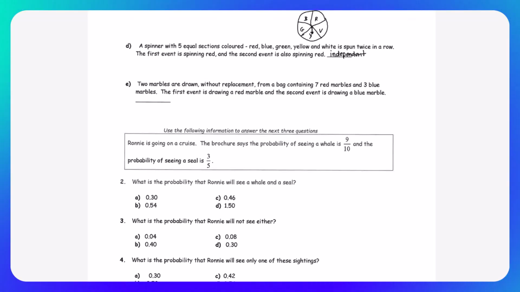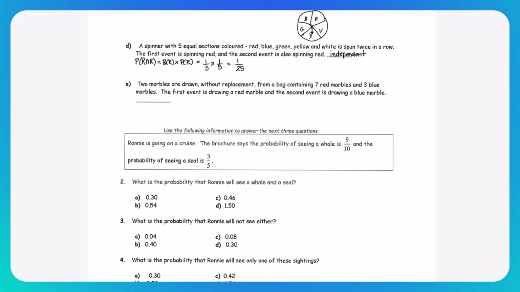Which means that we can use the independent formula, which says the probability of red then red again would equal the probability of red times the probability of red. In this case, we have 1 over 5, because there's only one red out of the 5 choices, times 1 over 5 again. So no reds were taken away and the total number of colors didn't change. So in this case, we have 1 over 25.